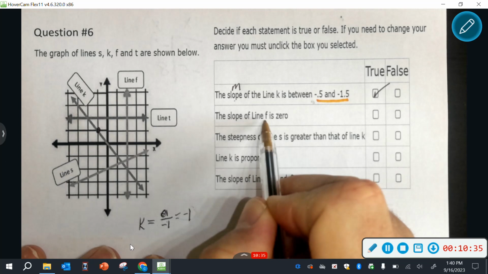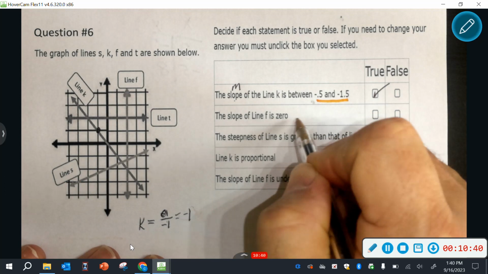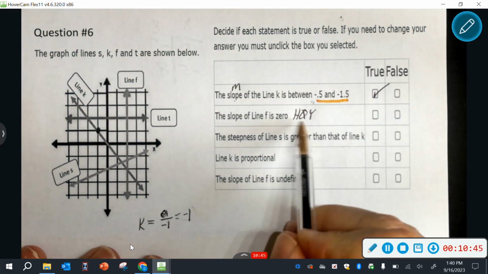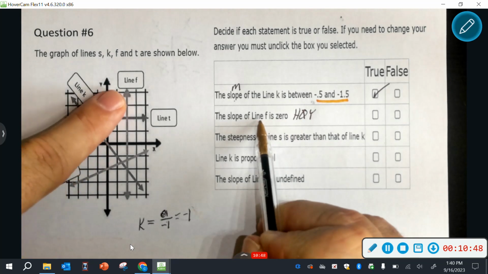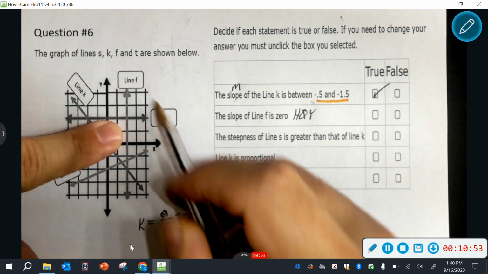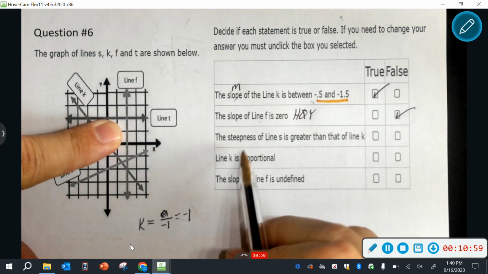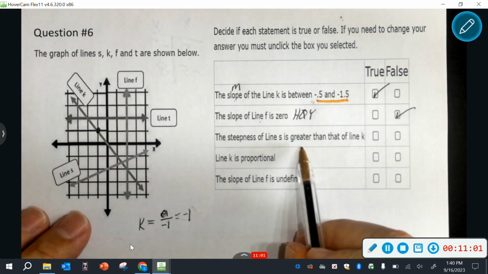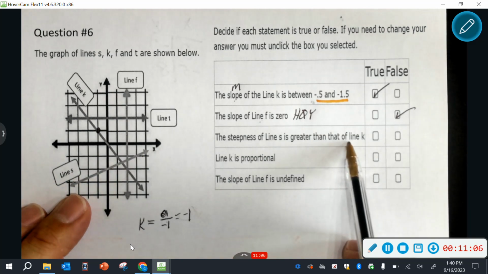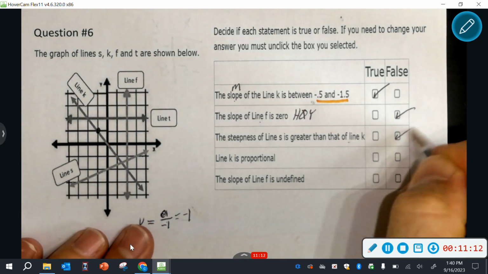Alright, so we just talked about this. The slope of line F is 0. So if I see that your slope is 0, we're talking about a vertical line. I'm sorry, a horizontal line. So line F, but look at line F. Line F is vertical. Okay? So the slope of line F is actually going to be undefined, so this will be false. And then we have the steepness of line S, this is line S, is greater than that of line K. Alright? So notice line K is actually steeper than line S, so this will be false.